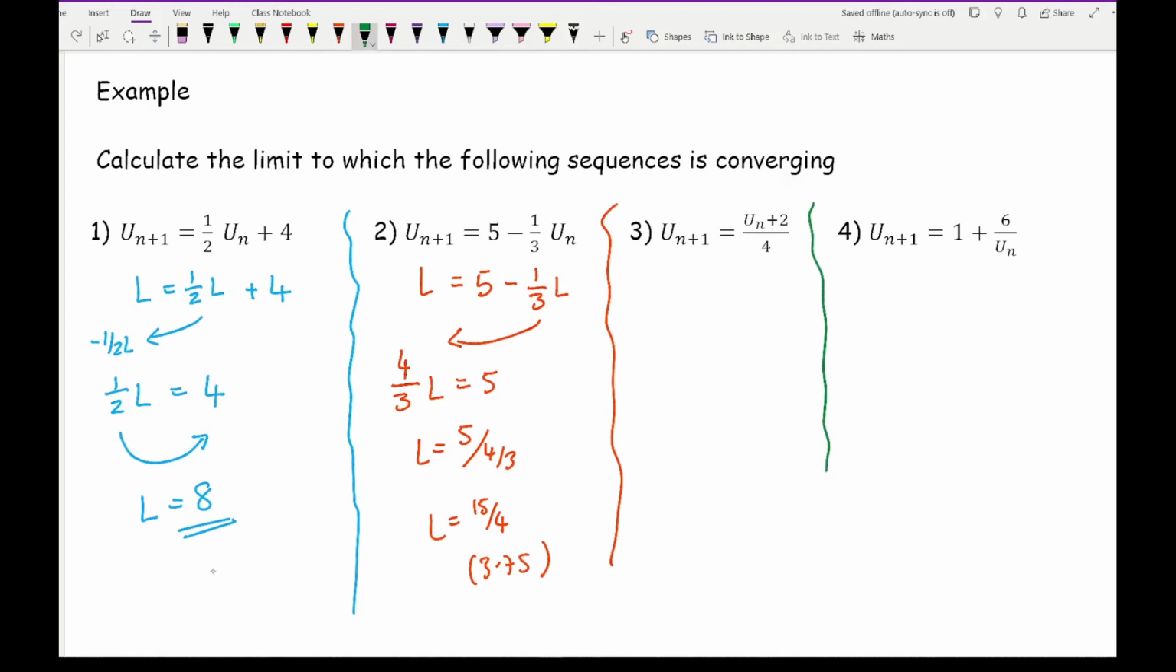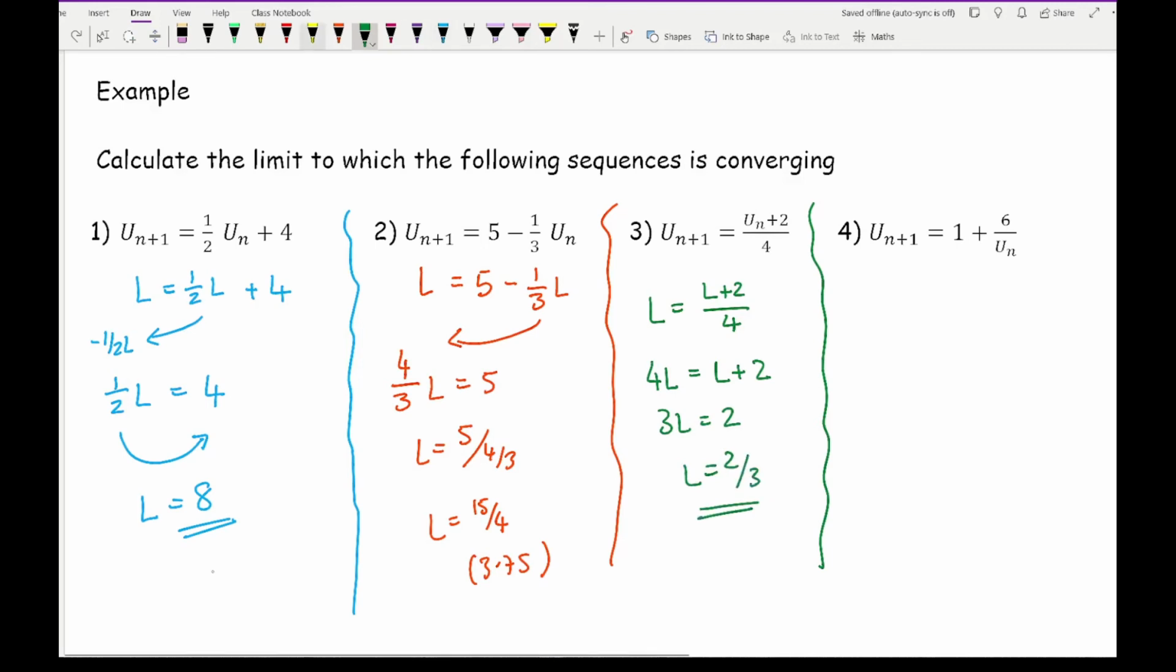And then let's have a look at question 3. Again, all I'm going to do is replace the iterative parts with the letter L. I've got L equals (L plus 2) over 4. Take the 4 over, so I've got 4L equals L plus 2. 3L equals 2, so then L equals 2/3. So that's what the sequence is going to converge to.